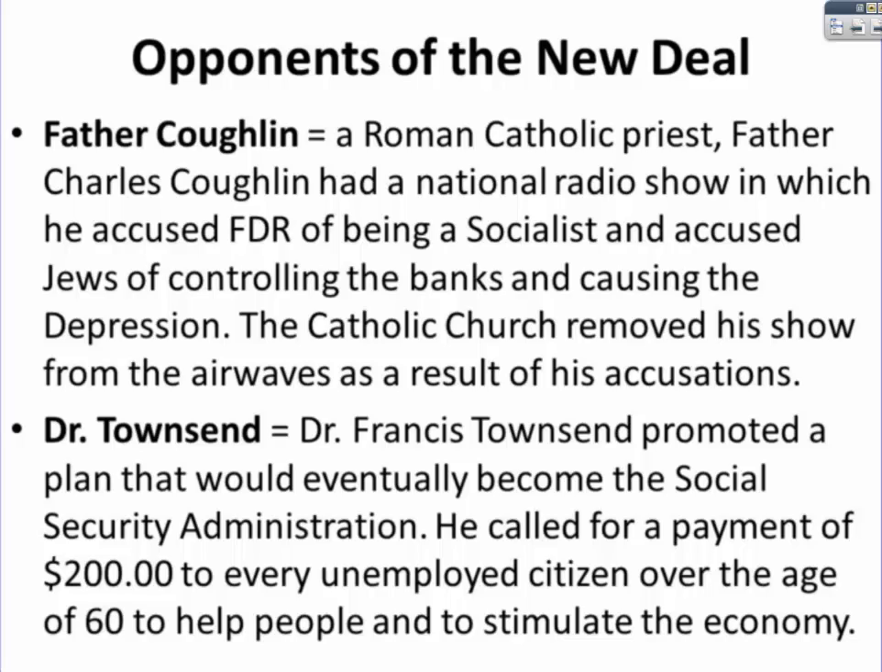Dr. Townsend. Francis Townsend criticized FDR for not doing enough to help the elderly and the unemployed and was pushing for what eventually becomes the Social Security Administration. He calls for a payment of $200 to every unemployed citizen over the age of 60 to help people and to stimulate the economy. He kind of comes around and supports FDR once the Social Security Administration is proposed, but he was a strong opponent of FDR until he agreed to do so.